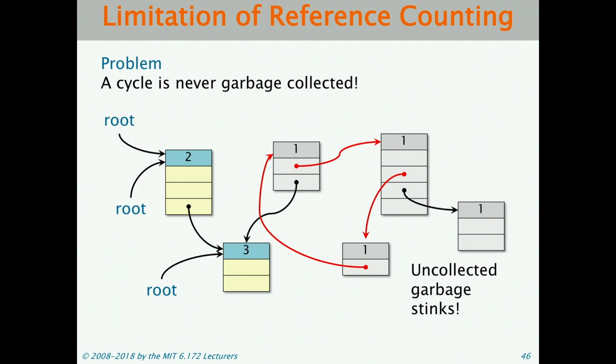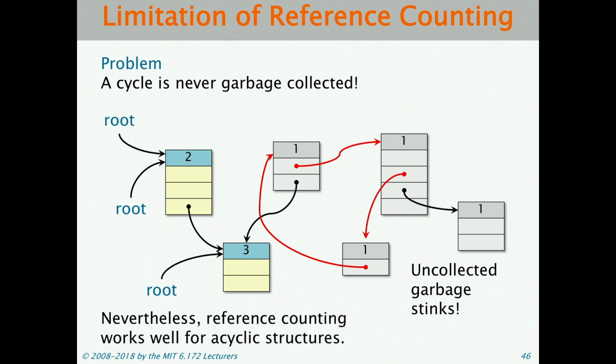So let's see if we can come up with another garbage collection scheme. It turns out that reference counting is actually pretty good when it does work, because it's very efficient and simple to implement. So if you know that your program doesn't have these cycles among pointers, then you can use a reference counting scheme.